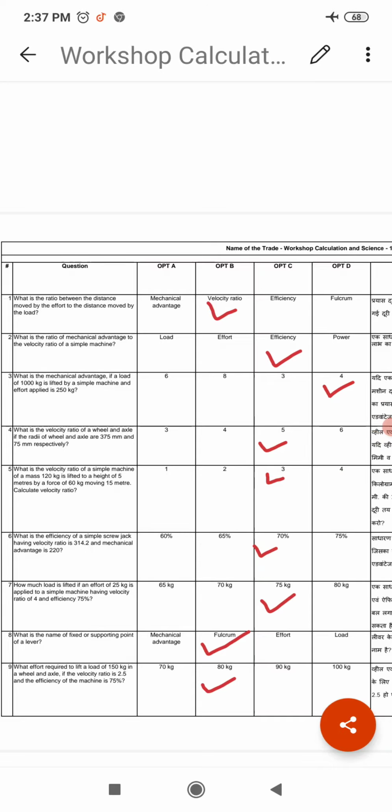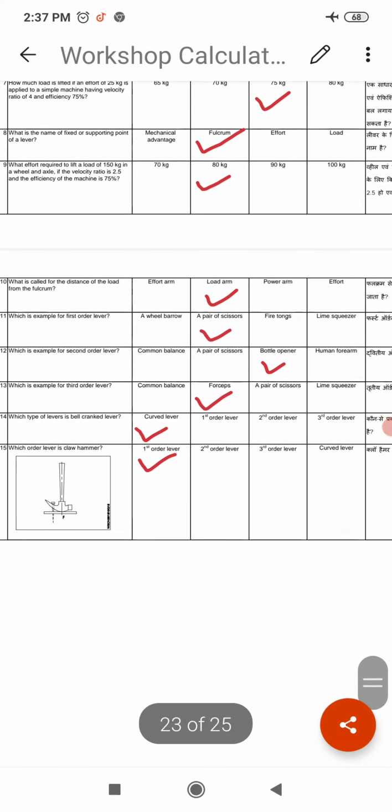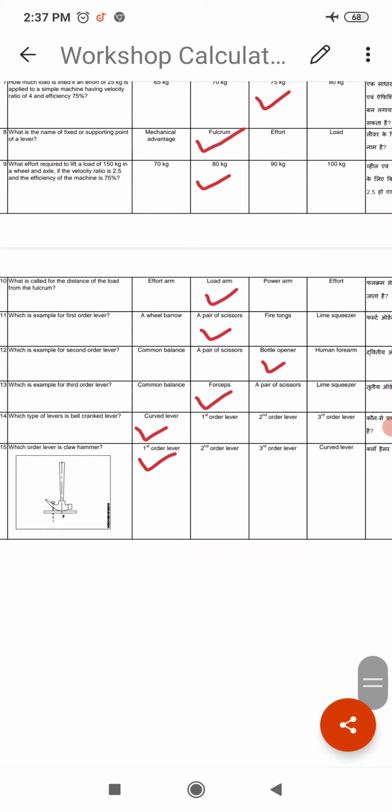It's 80 kg. Next, what is called the distance to hold from the fulcrum? It's load arm. Answer B. What is the example of a first order lever? It's a pair of scissors. B option. What is the example of a second order lever? It's a bottle opener. What is the example of a third order lever?